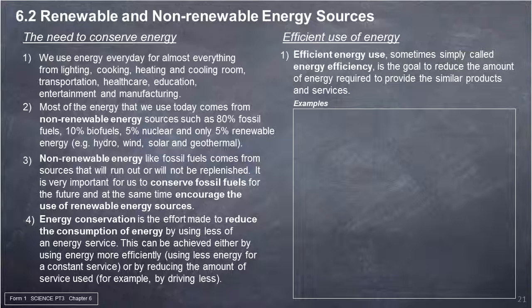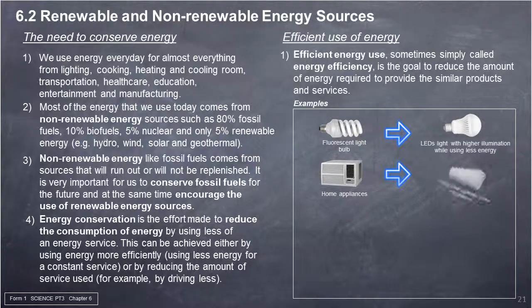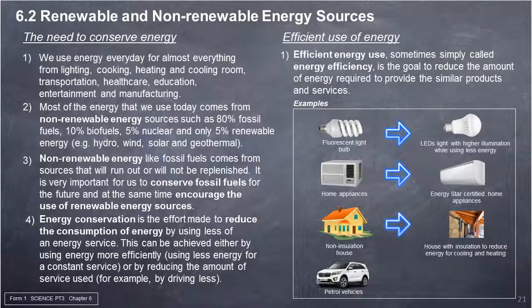Example. Fluorescent light bulbs: change to LED lights, with higher illumination while using less energy. Home appliances: change to Energy Star certified home appliances. Non-insulated houses: change to houses with insulation, to reduce energy for cooling and heating. Petrol vehicles: change to electric vehicles, or public transportation.